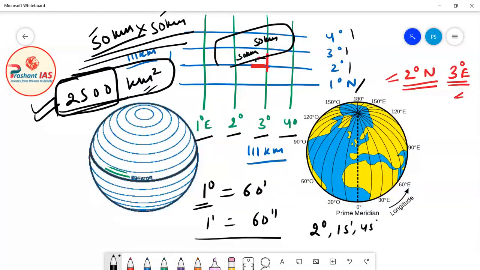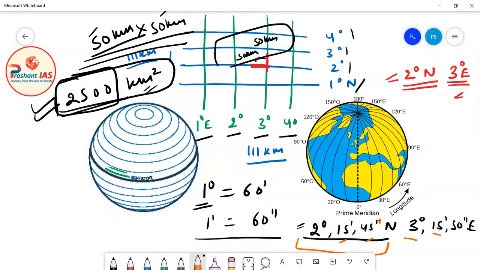So this is a very precise location. You can tell this in terms of longitude also. For example, I am standing at 3 degree 15 minutes and let's suppose 50 seconds east. This is latitude, so this will be north. So now what is your exact location? Your exact location will be 2 degree 15 minutes 45 second north latitude and 3 degree 15 minutes 50 second east longitude.